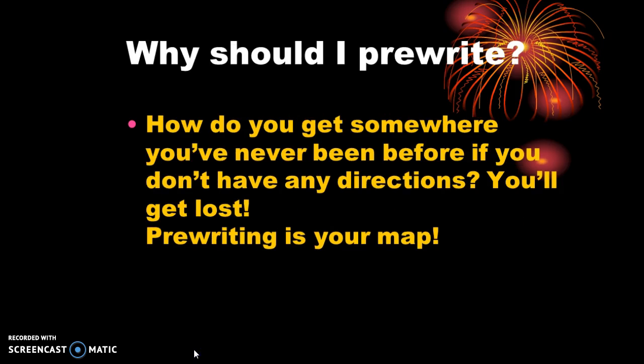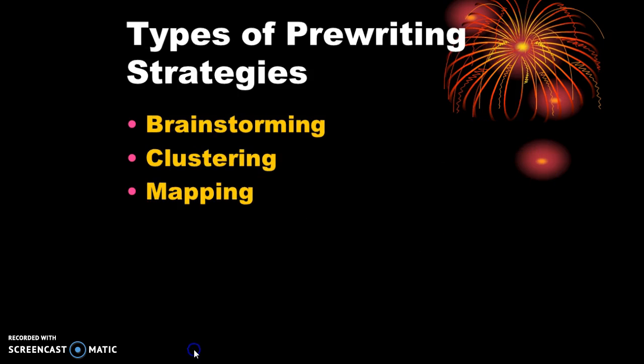So you might be thinking to yourself, well, I know what I want to write about. Why do I have to do this? Because if you don't know where you're going or you've never been there before, you need to have some directions or you'll get lost. And that's very, very similar to writing. Pre-writing is, think of it like your map. So once you get some directions down and some ideas and some topics and some details, then you can really take those and organize your essay or your paper or whatever you're writing, or even just a paragraph.